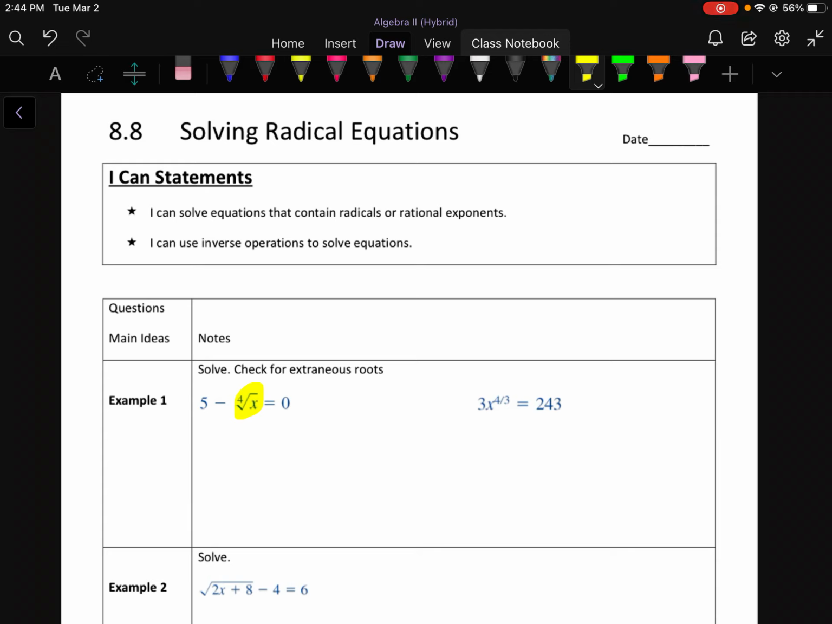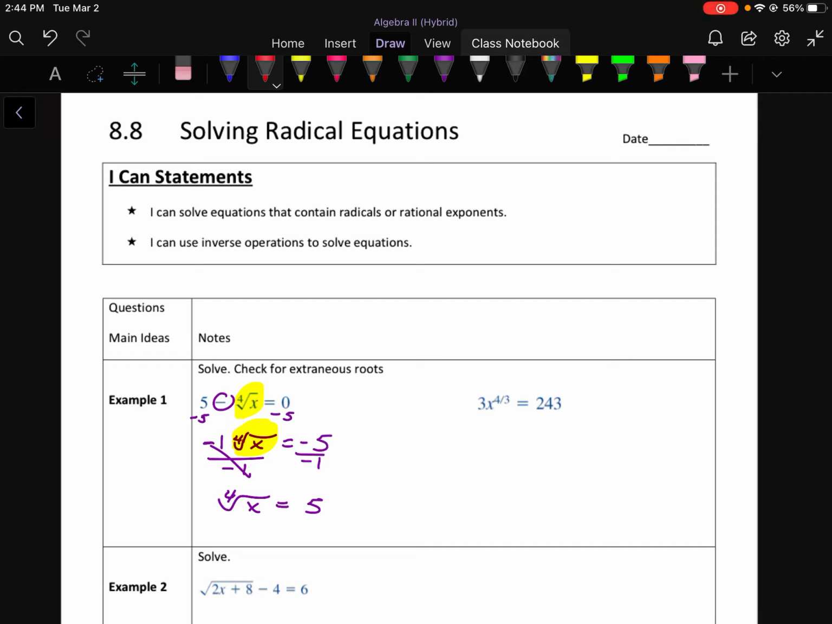So for example, here in example number 1, we have 5 minus the 4th root of x equals 0. So we need to isolate the 4th root of x. We can start by subtracting 5. So now we didn't do anything with that minus sign, so it kind of carries with us for now. Okay, so again, we're trying to isolate the 4th root of x. This is technically a negative 1. So we will divide both sides by negative 1 because it's negative 1 times the 4th root of x. That's kind of what's happening there. That cancels those out. So we have the 4th root of x equals positive 5.